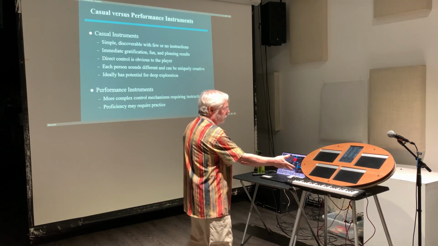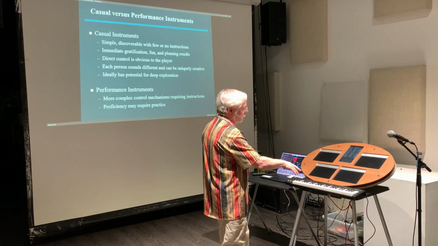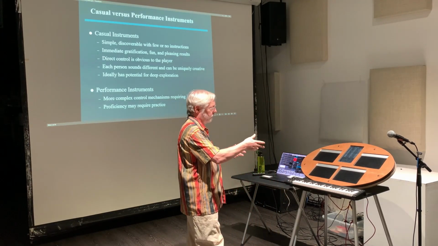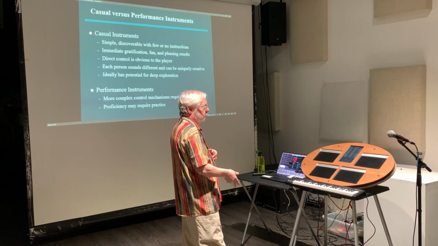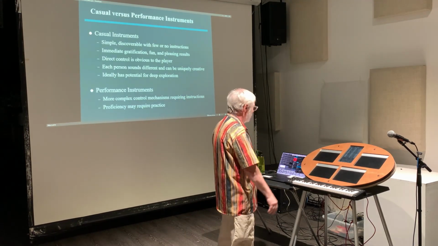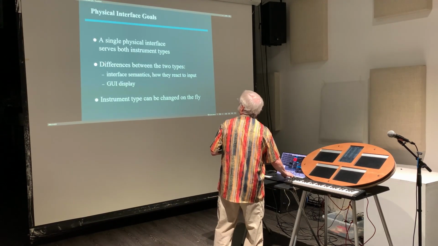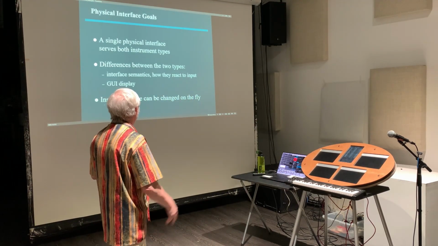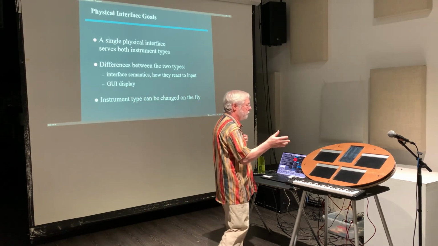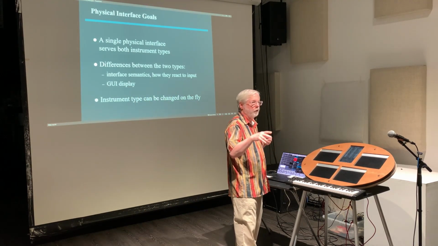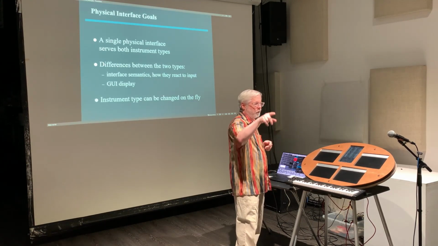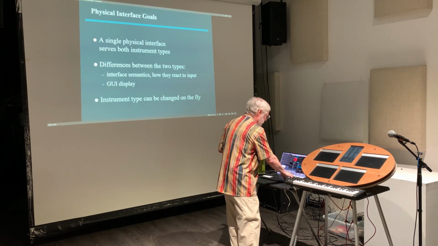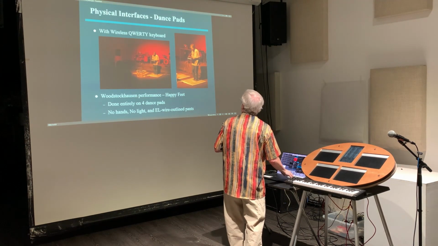In fact, this keyboard is one example. I can add a keyboard to this to give me more control over the scales and things, whereas with the typical casual instrument deployment of this, I don't have the keyboard. So the same physical interface can serve both, and you can switch on the fly. There's a secret gesture on the touch screens that can switch between the casual mode and the performance mode.